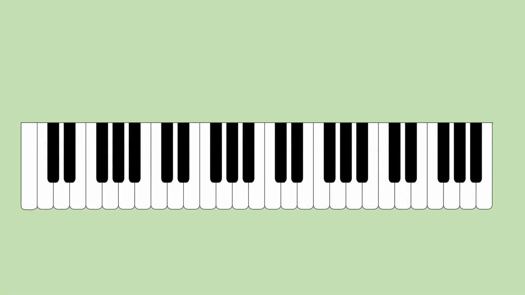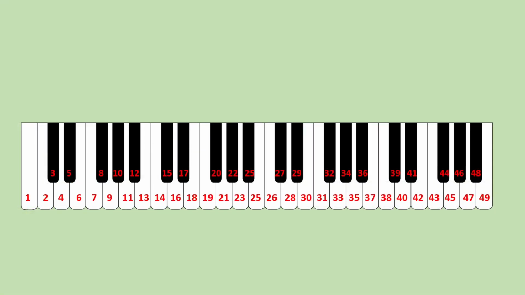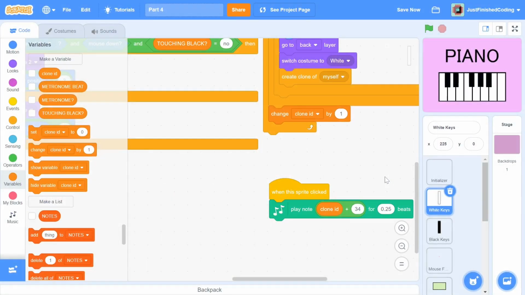For our own piano, we have each key with a unique clone ID. The 26th note is what we will be using for middle C. So for a clone ID of 26, the note played should be 60. For a clone ID of 27, the note played should be 61. You probably get the idea now. Whatever the clone ID is, we add 34 to that and then play the resultant note.